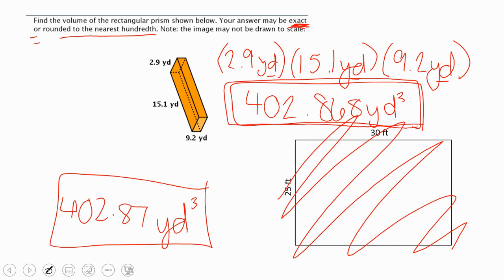So when finding volume of a rectangular prism, you're going to take length times width times height. Those are going to be the only three numbers that they're giving you in these problems. So you'll multiply those three together to get your answer, your volume.